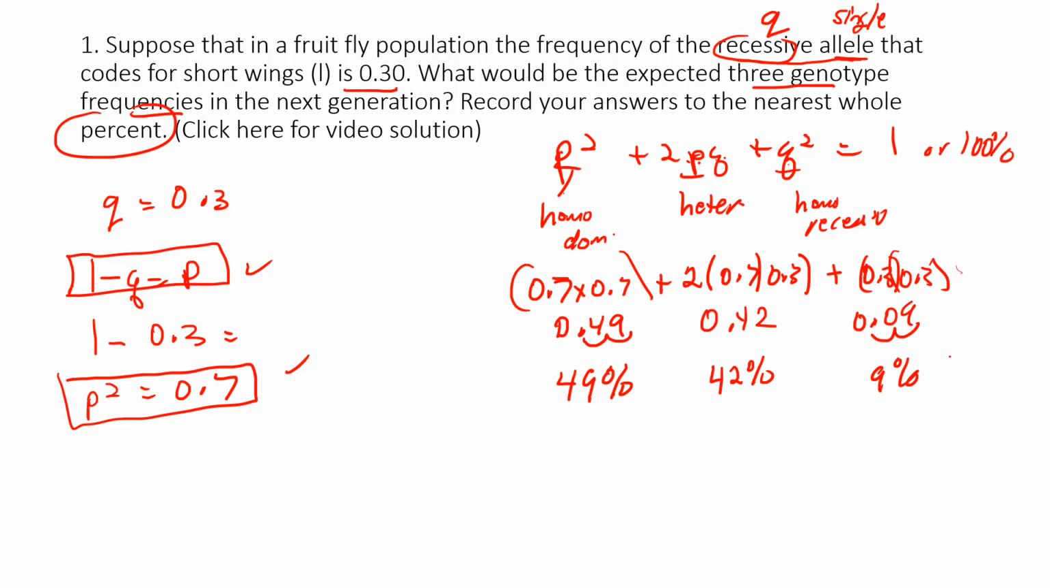Add up all those percentages, and we do indeed get 100%. And those are the 3 genotype frequencies in percentage.